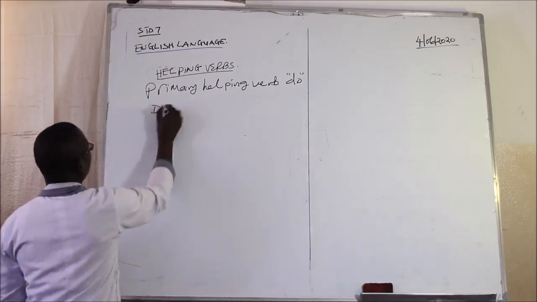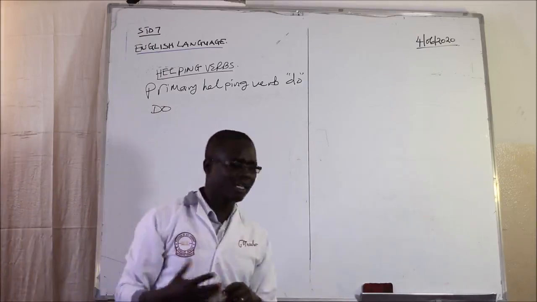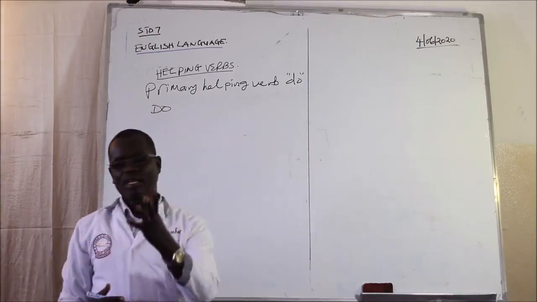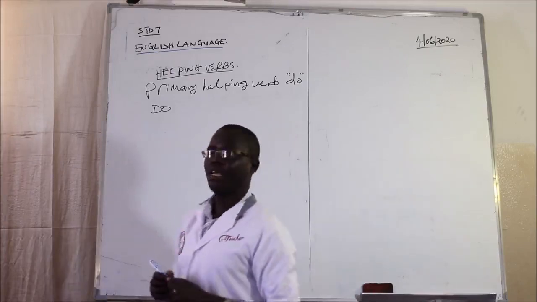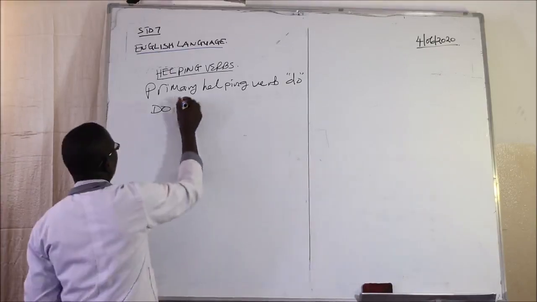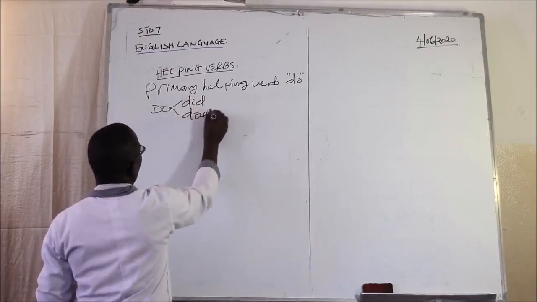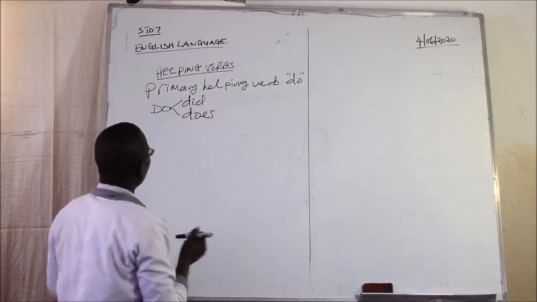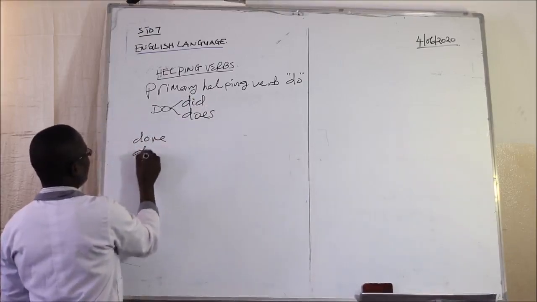This helping verb do is also giving us three forms of it plus itself. Here is where we are getting helping verb do, did, as well as helping verb does. But from it again we are getting done and doing.